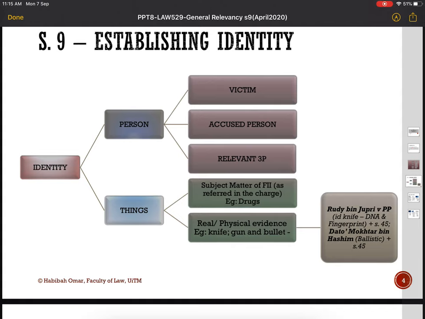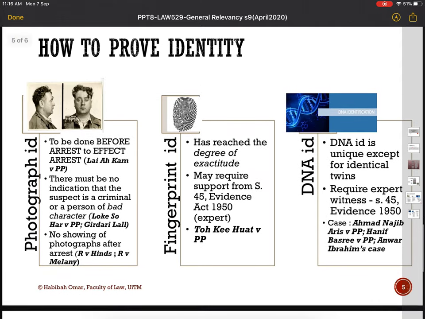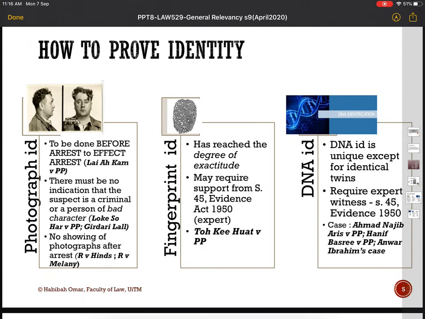And another one will be evidence of thing. Also, when you are talking about real physical evidence, for example, you are tendering the knife or you are tendering the gun and the bullet. So you have examples there in the case of Rudy and in the case of Datuk Mohd Hashim. What happened here is that you are producing evidence of the bullet which was discovered from the body of the victim. So you have someone who is an expert in ballistics to give evidence of the fact that that particular bullet comes from this particular gun. So that one requires an expert under Section 45.